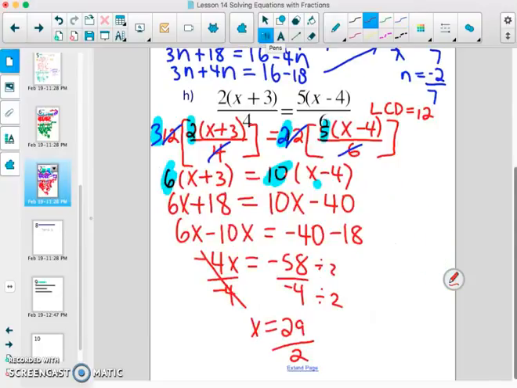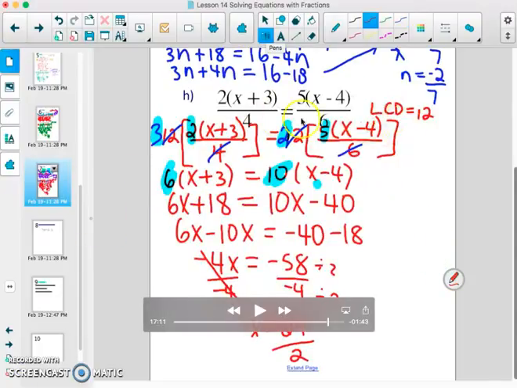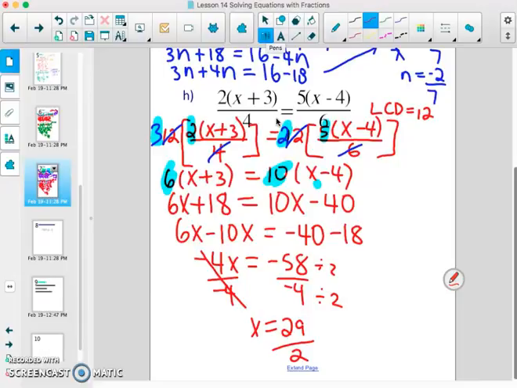I'm going to talk you through this next example. So our LCD is 12. 6 times 4 is 24, but both of those numbers fit into 12. So that's why we talk about a lowest common denominator. So LCD is 12. 24 would work. It would just make all your numbers a lot bigger.